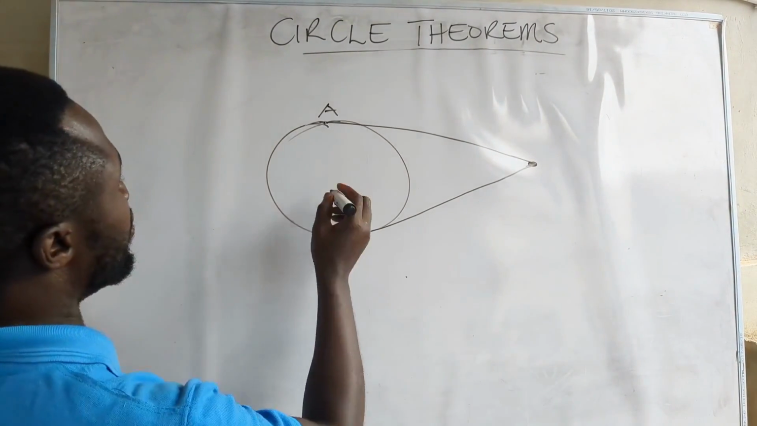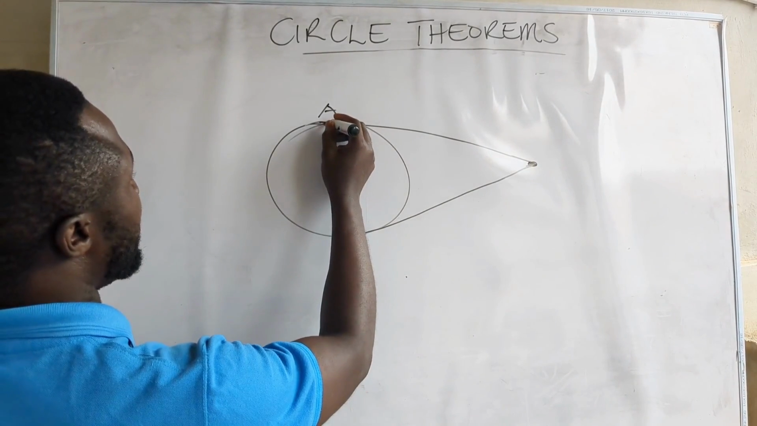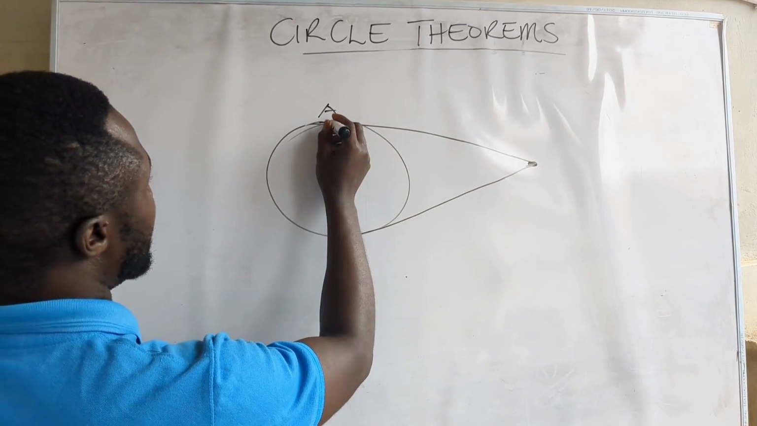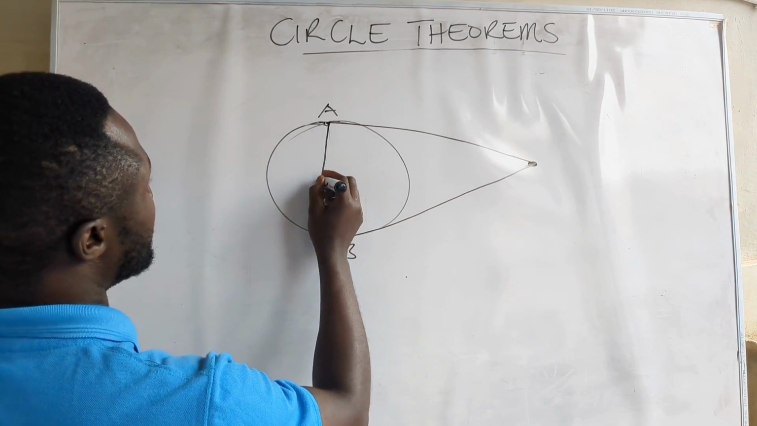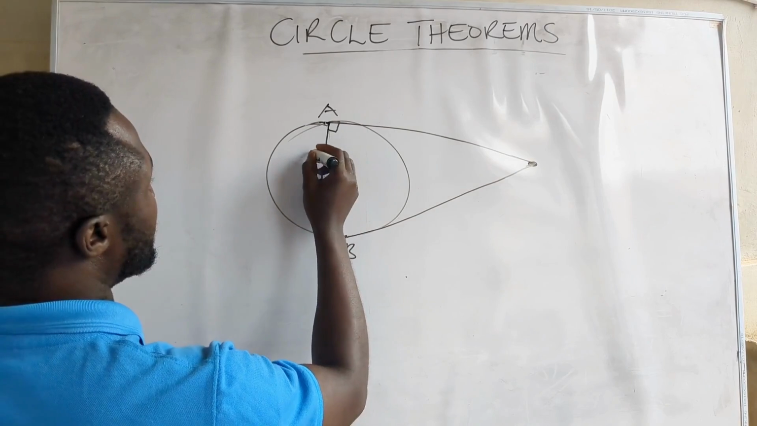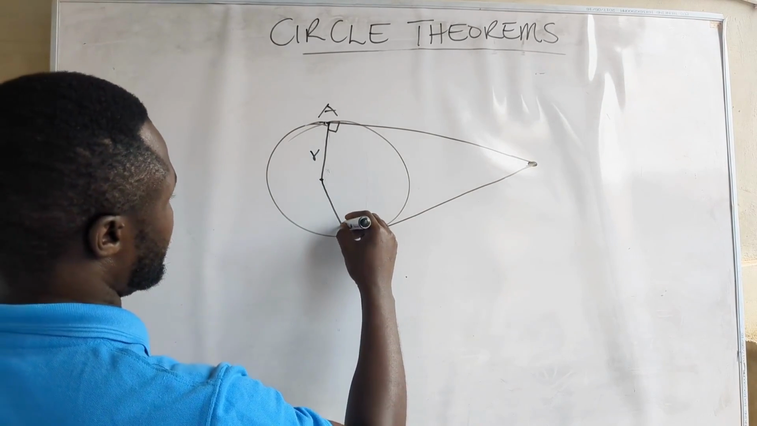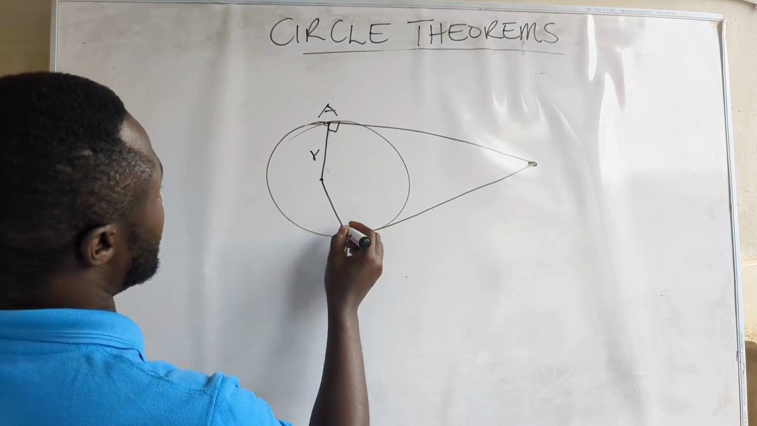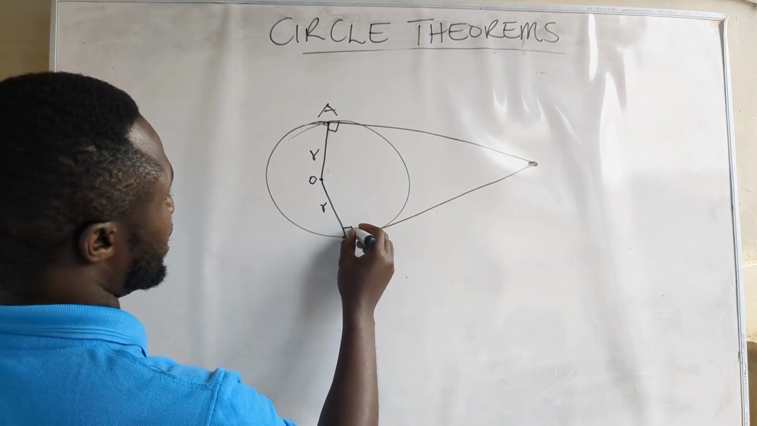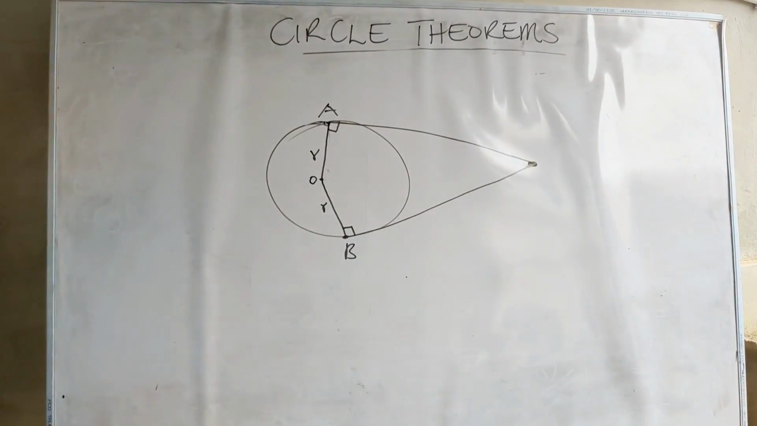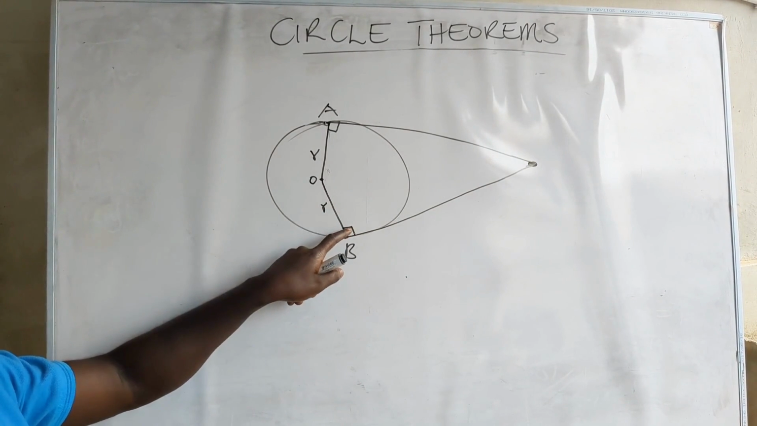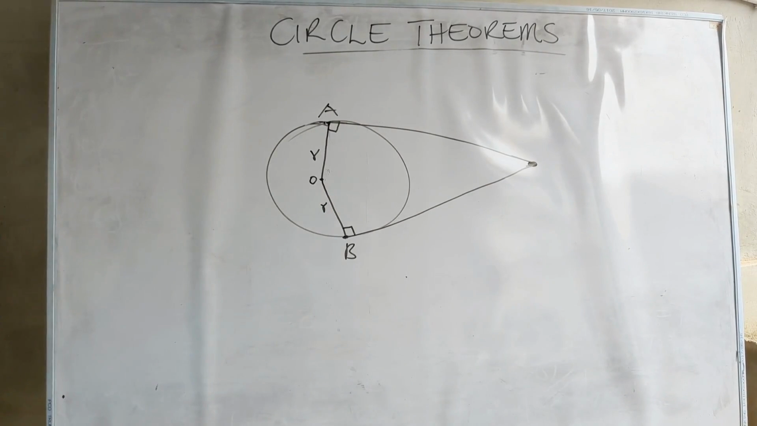So if here is the center, we have established that the angle between the radius and the tangent is 90. So here is going to be 90. This is the radius. This is the tangent to the circle at B. And here is the center. So here is also going to be 90 degrees, because this is a radius, the center, and this is a tangent. So here is going to be 90, here is going to be 90 degrees.